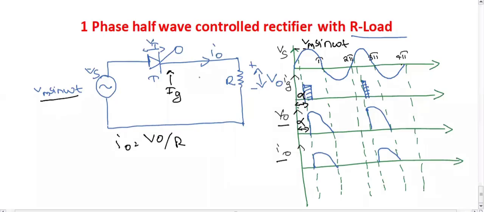So the working is like this: during the positive half cycle, the anode will be positive, and when the gate pulse is applied, the SCR starts conducting and we get the output voltage. During the negative half cycle, the SCR blocks the flow of current and no voltage is applied to the load. Negative half cycle means natural commutation happens. So there will not be output voltage. That's why we don't have the waveform here.